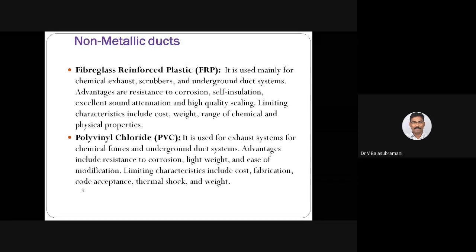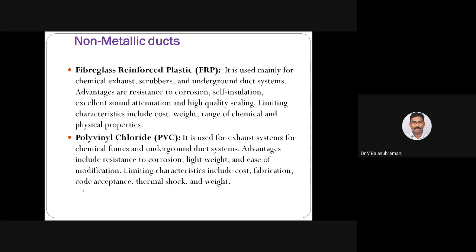And then non-metallic duct. Non-metallic duct is nowadays becoming more popular in most applications. Mainly it is used for chemical exhaust, scrubbers, and underground duct systems. These are the advantages why we choose FRP, fiber reinforced plastic, the composites. The advantages are resistance to corrosion, then self insulation because of the material composition, then excellent sound attenuation, as it is an excellent sound absorber, and high quality sealing. The limiting characteristic is cost. Compared to aluminum, the cost is very high. And the manufacturing of FRP is also somewhat difficult.